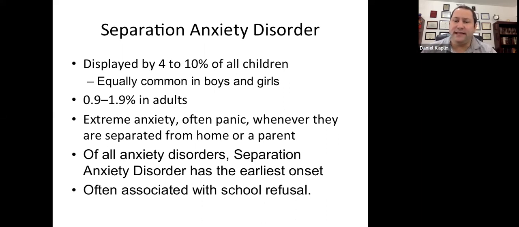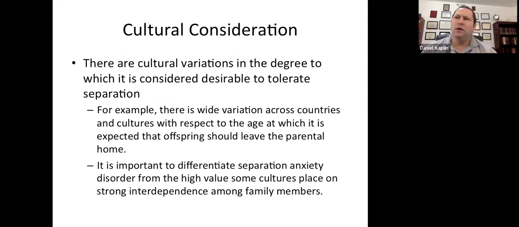But I mentioned this is a form of a childhood disorder. And in fact, of all the anxiety disorders, separation anxiety disorder has the earliest onset. You're able to detect it earliest from all of the childhood conditions related to anxiety. And the reasoning is because if you're going to a preschool or kindergarten, it's going to manifest frequently as school refusal. So we also want to appreciate cultural factors that might influence the diagnosis.